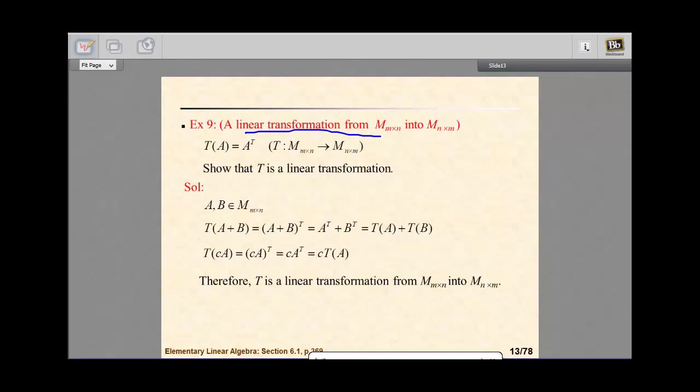A linear transformation from m cross n into n cross m, where transformation of A can be written as A transpose, A to the power t. Show that T is a linear transformation. So whenever we have to show it is a linear transformation, we have to show 2 parts, the first part and the second part. With the help of the first and second part, we will prove that it is a linear transformation.